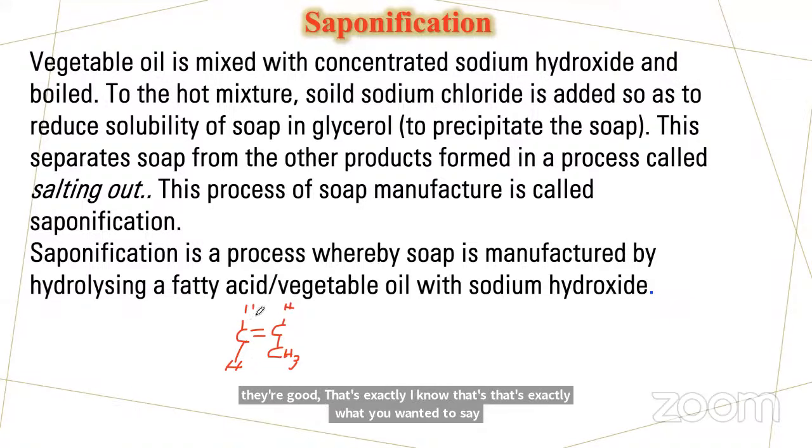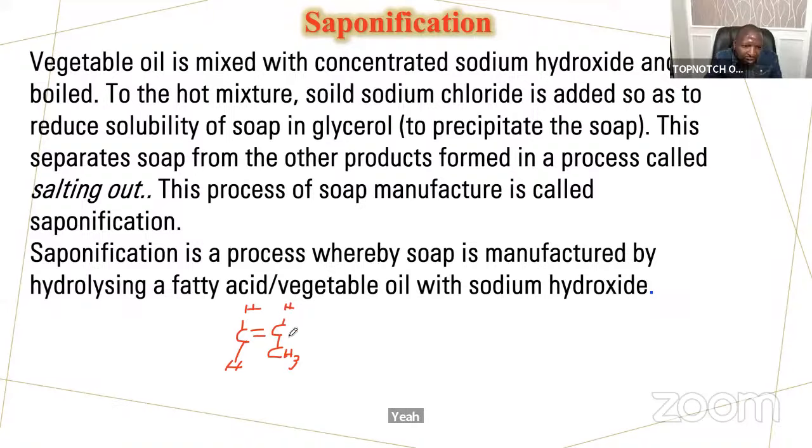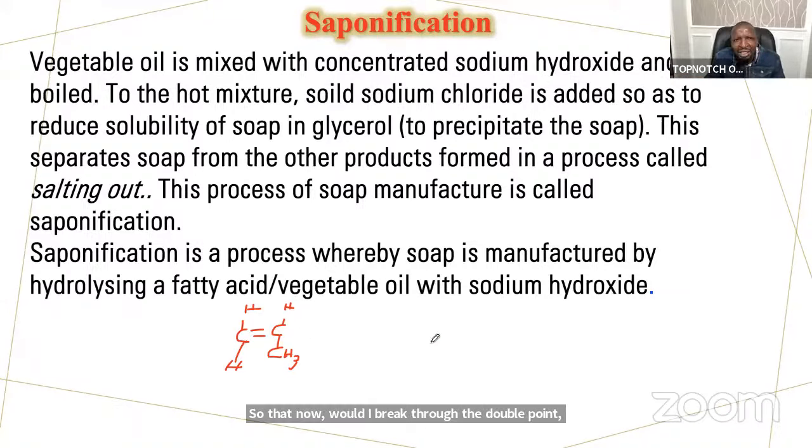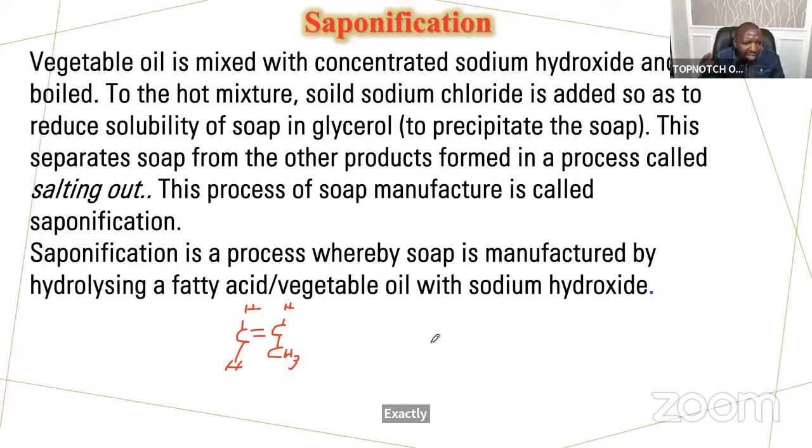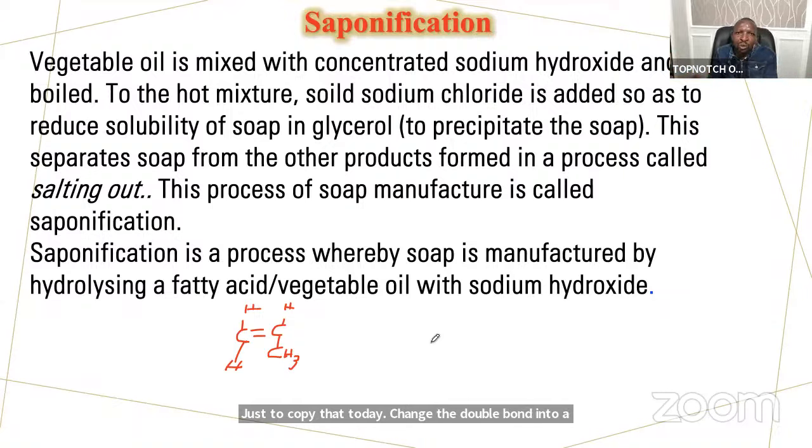So you break through the double bond, then they are free ends, then you just join. Exactly. When you are dealing with polymerization involving a double bond, just copy that thing as it is, change the double bond into a single bond and let there be a free end. Then you can just join two, whether they have told you two, three or four. And I think that makes it very easy, students.